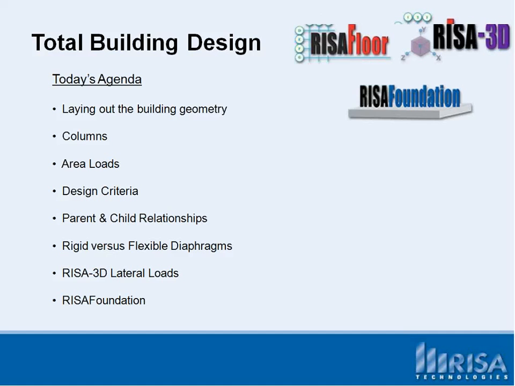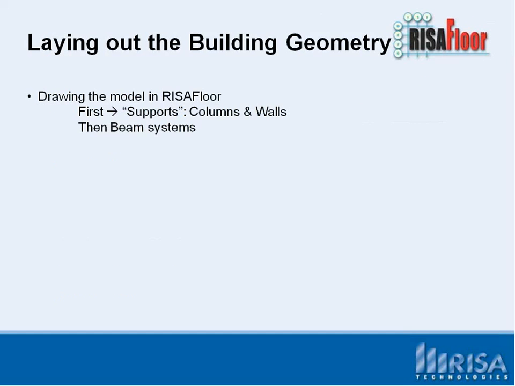So starting out, let's talk about the options for laying out the building geometry. First of all, you can start by drawing the model in RISAFloor. The first thing we'd want to lay out on that RISAFloor is our supports, and that's the way we think about the columns and the walls as the supports underneath that floor plan. And as I mentioned, we're going to be working on a floor plan.